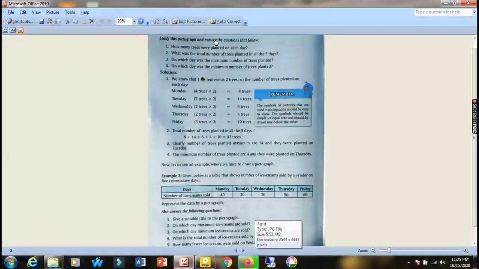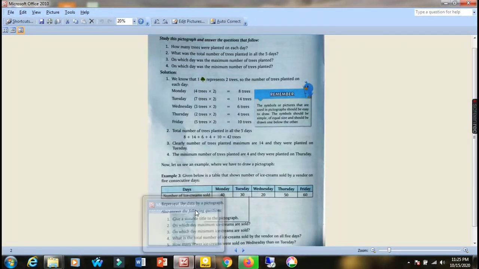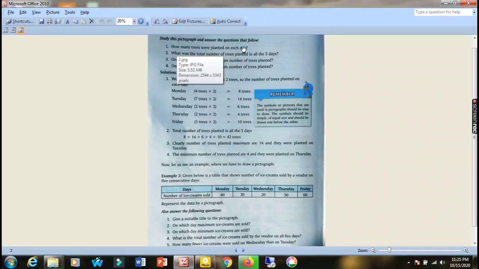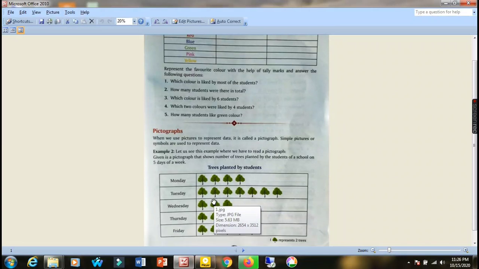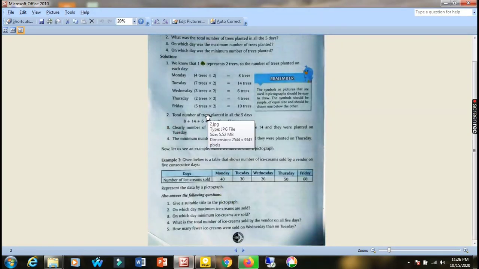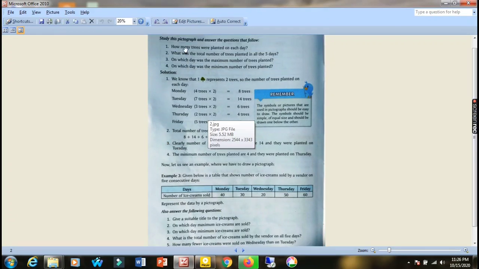Study this pictograph and answer the questions that follow. So these are the questions and you have to answer with the help of the pictograph on this page. Now let us see what to do. The first question is, how many trees were planted on each day?